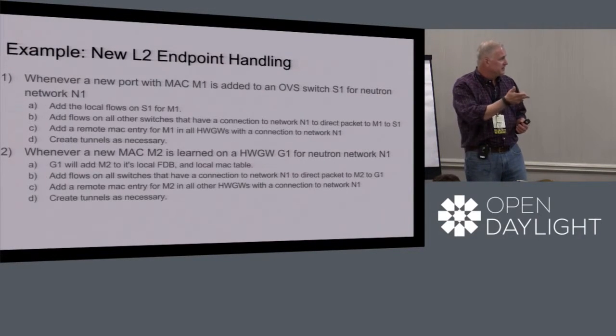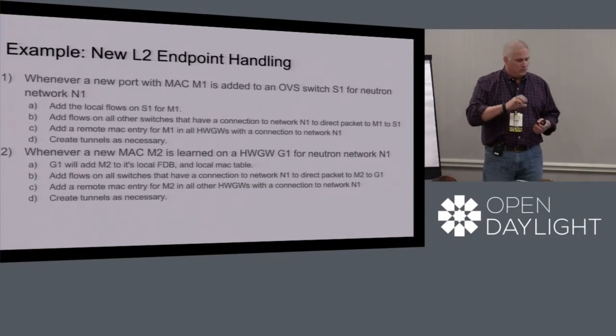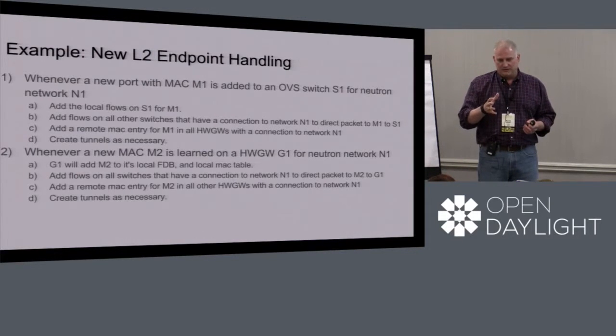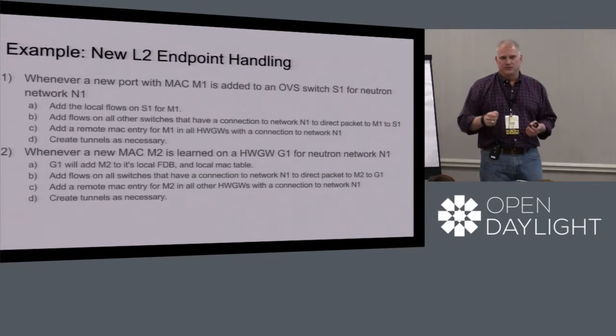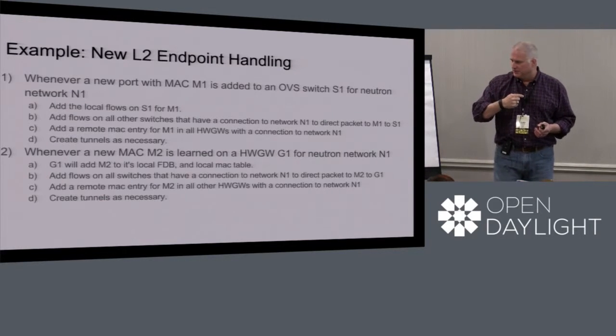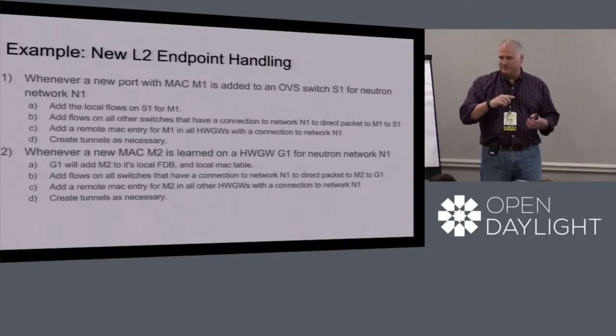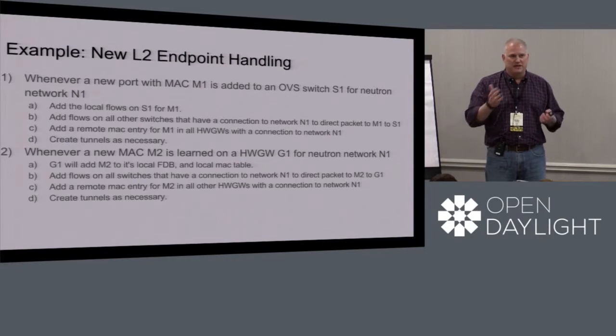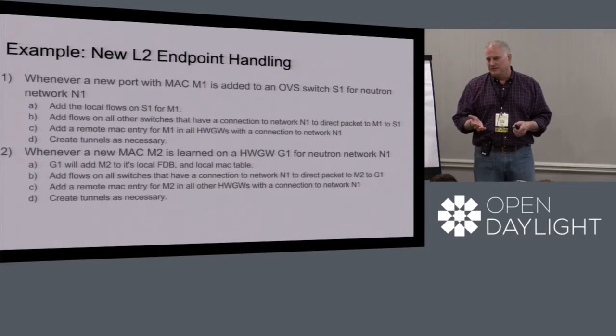You might have to add some tunnels. And if you have layer 2 gateways, you also have to go out and program all those remote layer 2 gateways to direct traffic back to the OVS switch. But you do it a little differently, because rather than OpenFlow, you're using OVSDB to program the remote MACs table.